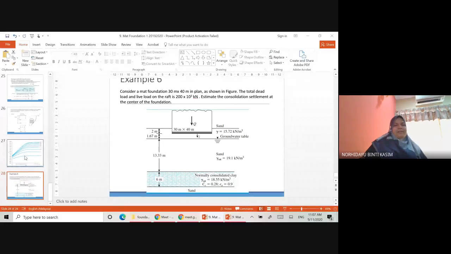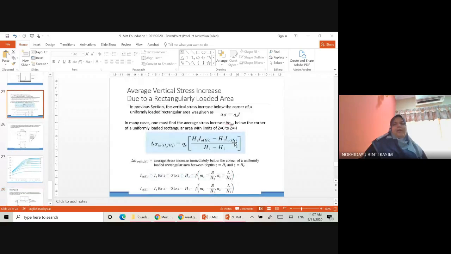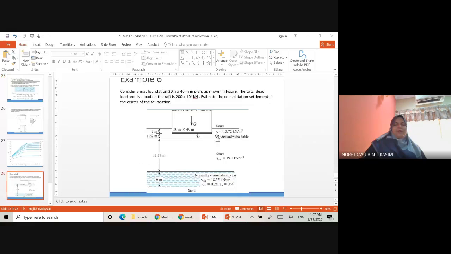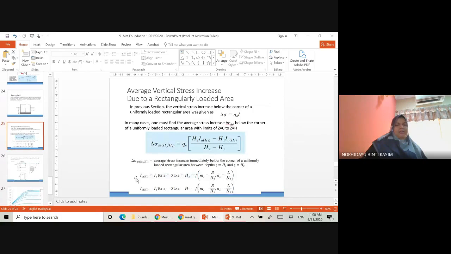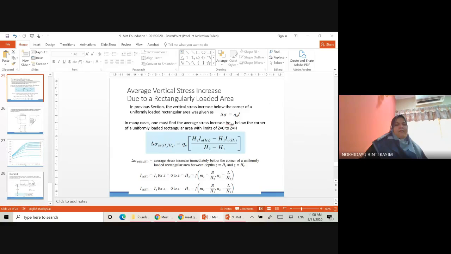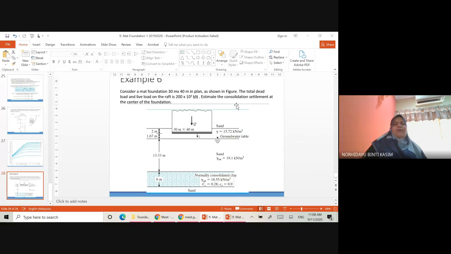Okay. So example number 6 is on the average stress increase, to calculate for the consolidation. So to calculate for the consolidation, you have to use this equation. Only then you can know the consolidation settlement.